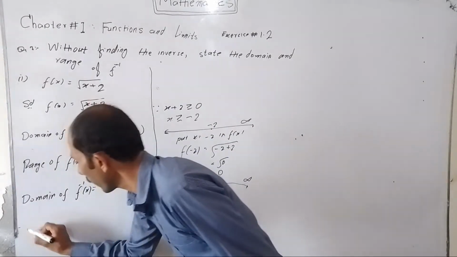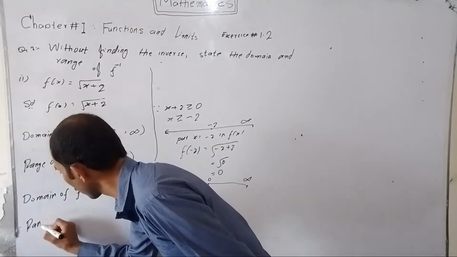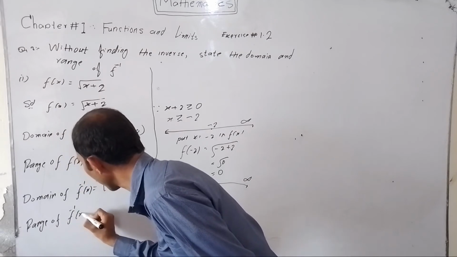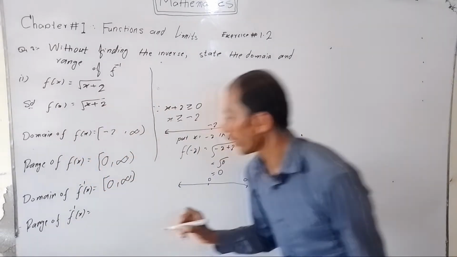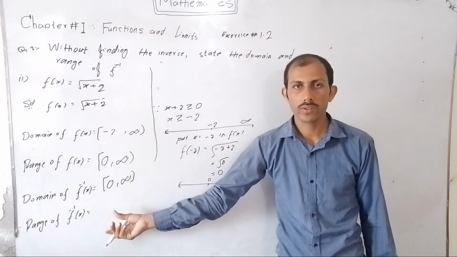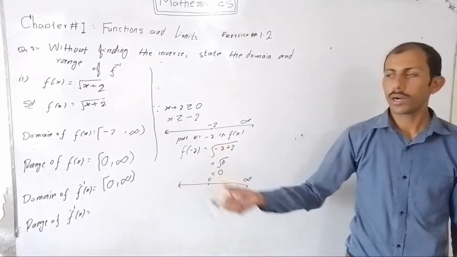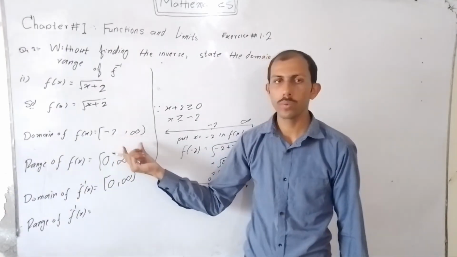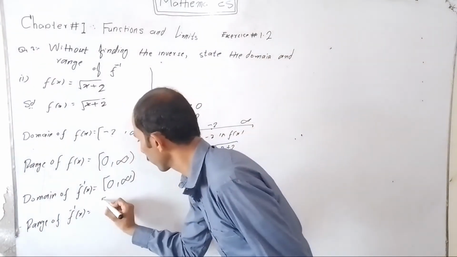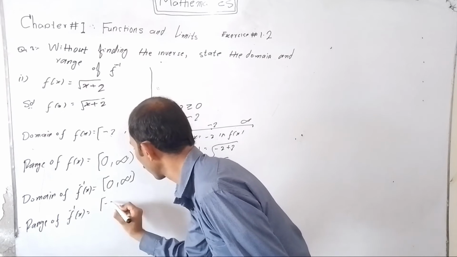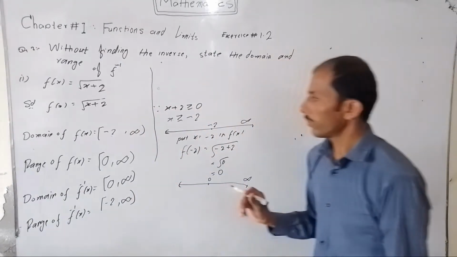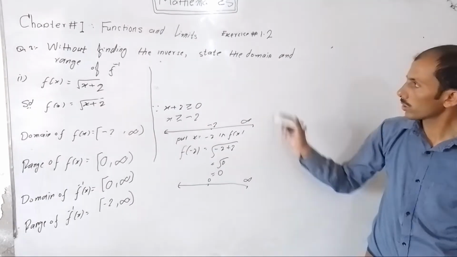Next, range of f inverse of x. Range of f inverse of x is equal to domain of f of x. So domain of f of x is equal to minus 2 to plus infinity, which is the required solution.